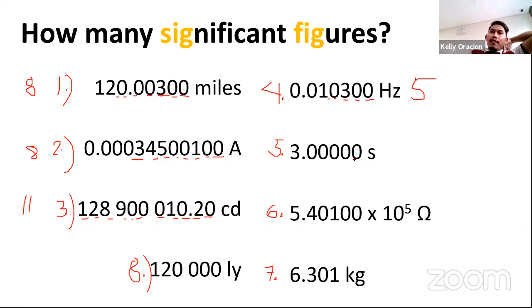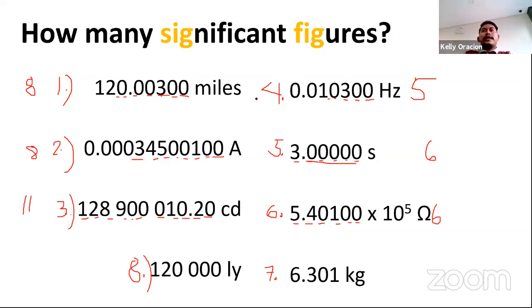For number 5, 1, 2, 3, 4, 5, 6. For number 5, 6. Kasali itong 0 lahat dito kasi they are after the decimal point. Okay? They are considered as trailing zeros. For number 6, 1, 2, 3, 4, 5, 6. The answer is 6. Class, take note of this one.